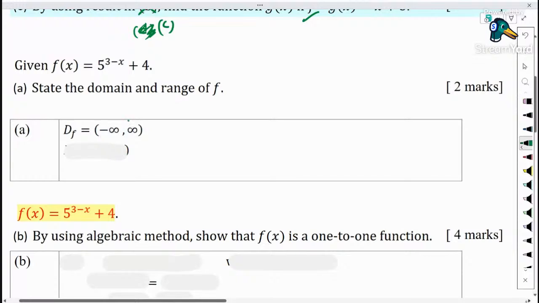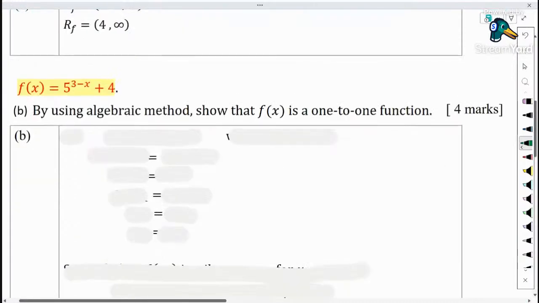Range. So use our common sense. You notice that this term here is always positive. A positive number plus 4 gives us the function value, or the range. This is always greater than 4. 4 plus something always positive, so it is greater than 4, not including 4, because this term can never ever be 0. That goes for the domain and range.